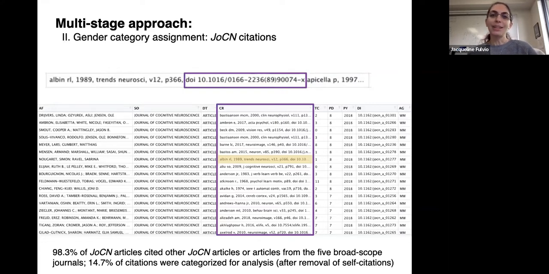But we did take an additional step of removing self-citations. So there are known differences in self-citation rates where male authors tend to cite themselves more than female authors. And so we wanted to remove this as an additional factor. And so as a result, we were down to about 14 or 15% total citations categorized for analysis. And at that point, we can say, all right, so of those citations categorized, what did their author gender groups look like, and how does that compare to the base rate? Okay, all right, we'll move on.